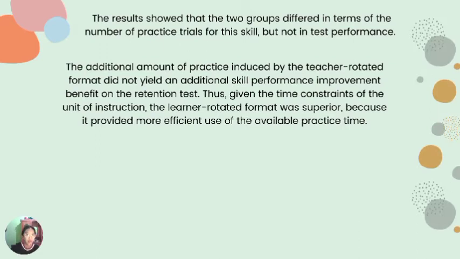Okay, the results show that the 2 groups differed in terms of the number of practice trials for these skills but not in the test performance. So their practice trials were different, but the test performance was the same. The learner rotated format group students performed from 0 to 67 trials, while the teacher rotated group performed from 0 to 87 trials, which means the practice trials of the teacher rotated group were more than those of the learner rotated group.